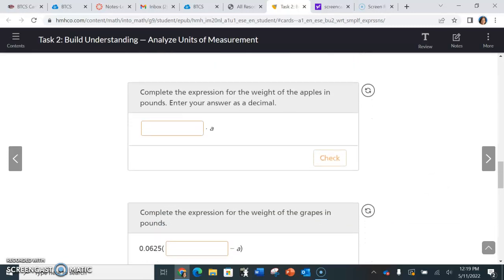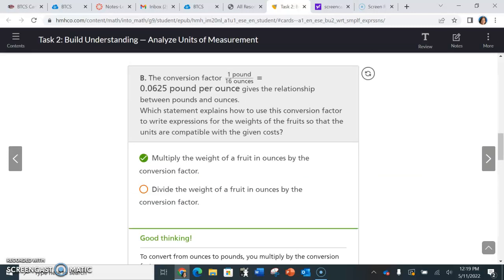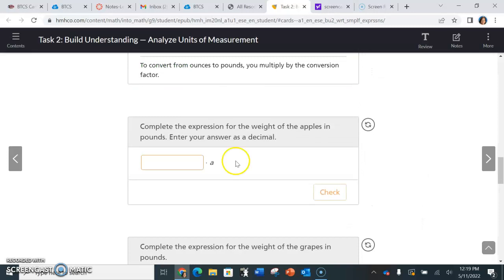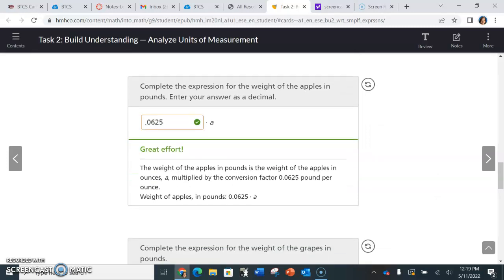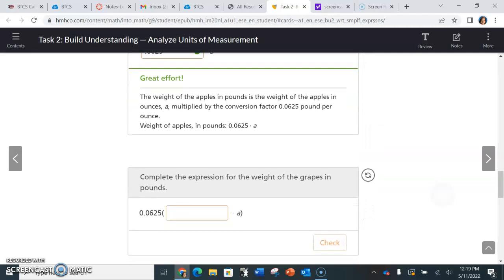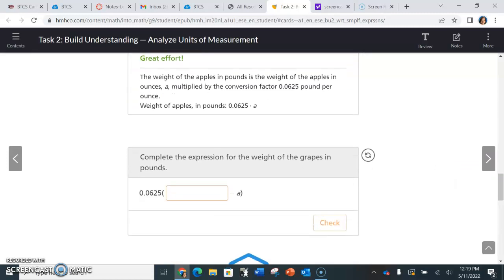All right, so it says complete the expression for the weight of the apples in pounds. Enter your answer as a decimal. We've already seen that the conversion factor is 0.0625, because it's in ounces. And we're going to multiply that by A, which represents apples. So the weight of the apples in pounds is the weight of the apples in ounces, A, multiplied by the conversion factor, 0.0625 pound per ounce. The weight of the apples in pounds is 0.0625 times A.